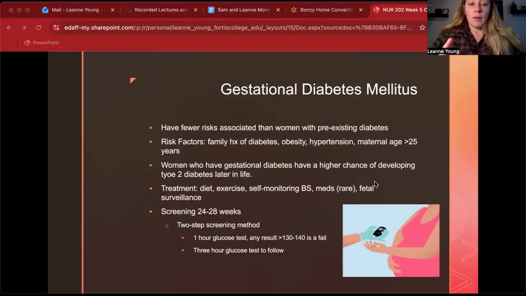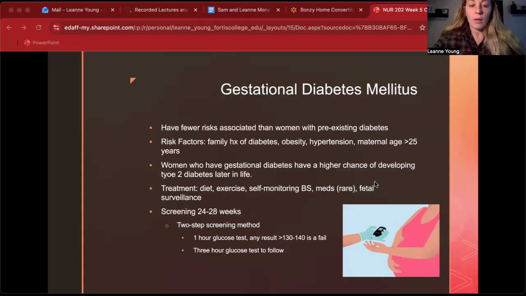Any result higher than 130 or 140 would be a fail, and she would need to come back and do a 3 hour glucose test. If she fails both of those, then she's going to get the diagnosis of being a gestational diabetic. If she passes the 3 hour, they might still have her monitor her blood sugar at home and change diet and watch her lifestyle. But if she fails both, she'll be diagnosed with gestational diabetes.